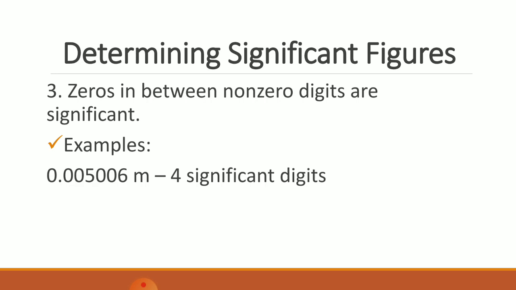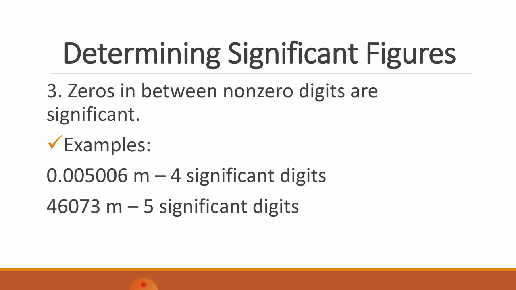Examples: we have 0.005006 meter has 4 significant digits. So the two zeros between 5 and 6 are significant. Therefore, we have 4 significant digits. Another example, 46,073 meters has 5 significant digits. So the zero between 6 and 7 will be significant. So we have 4, 6, 0, 7, and 3 as the significant digits.